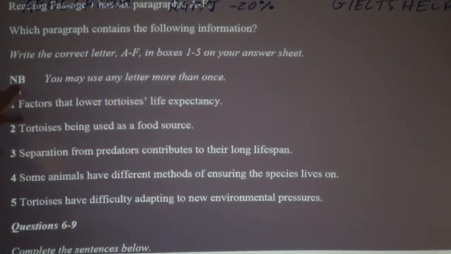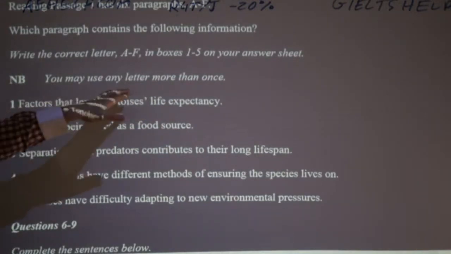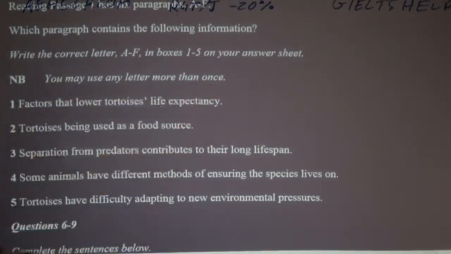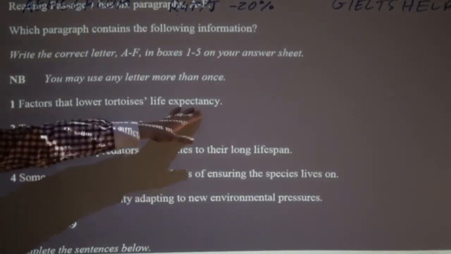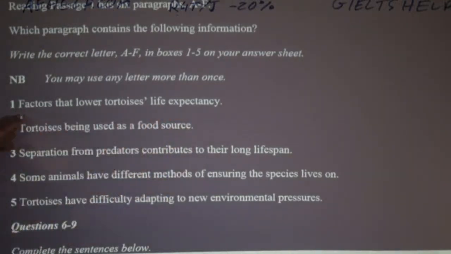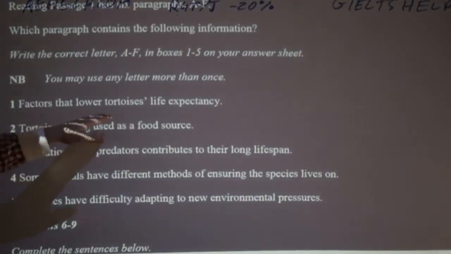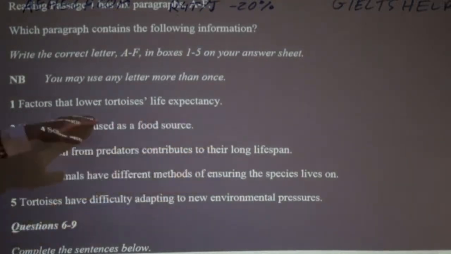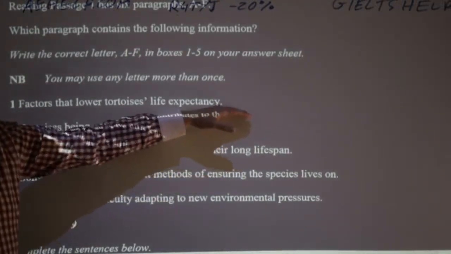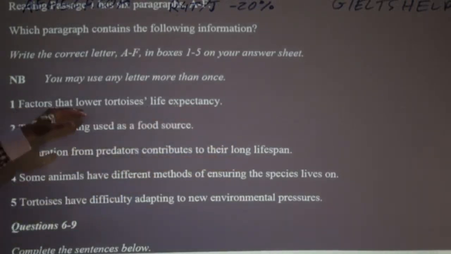Okay. And note, by the way, you may use any letter more than once. So it could be that 2 of these come from one paragraph. Let's just read these for now. Factors that lower tortoises' life expectancy. Okay. Variables that decrease the longevity of turtles. So you want to paraphrase these in your head as much as you can when you read these.